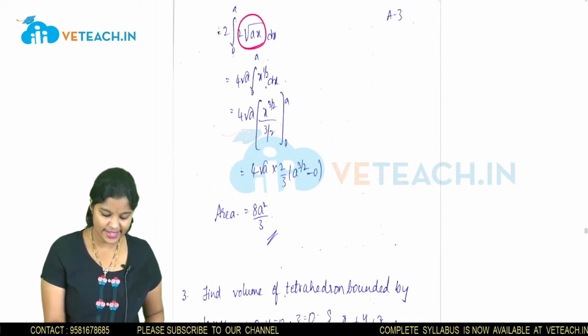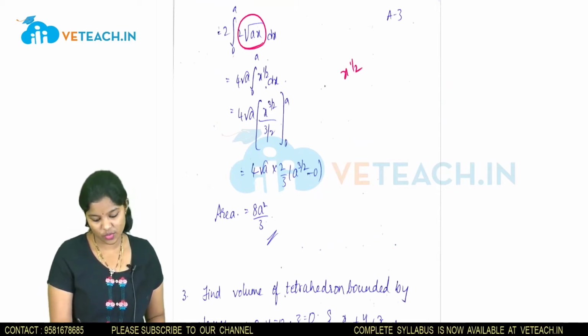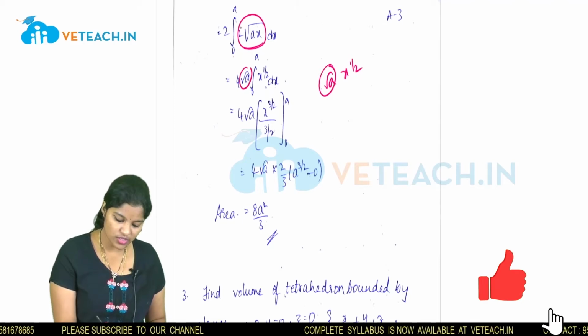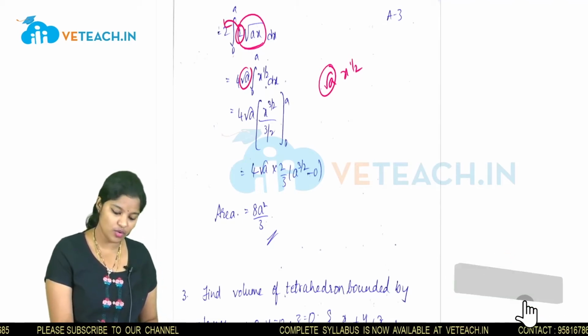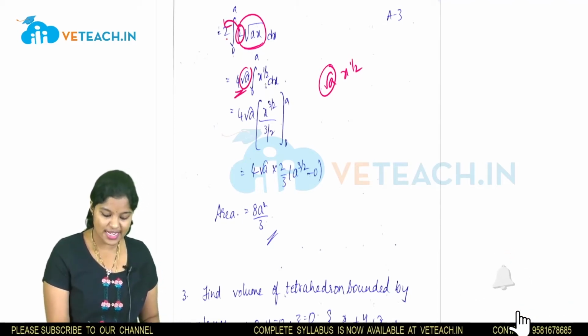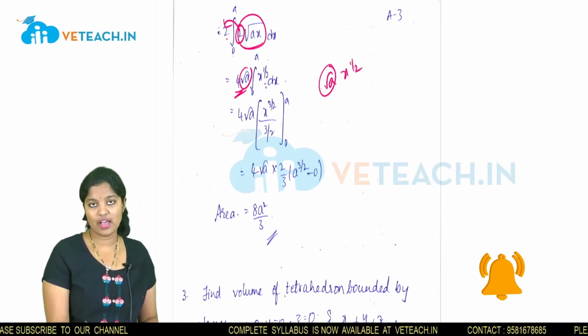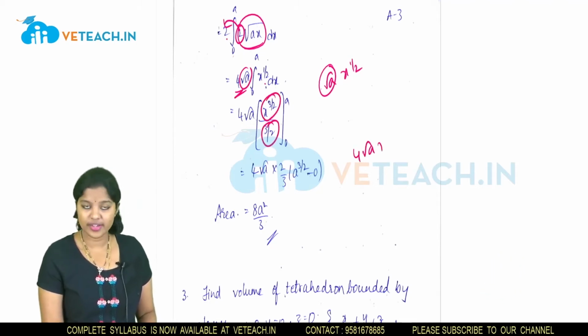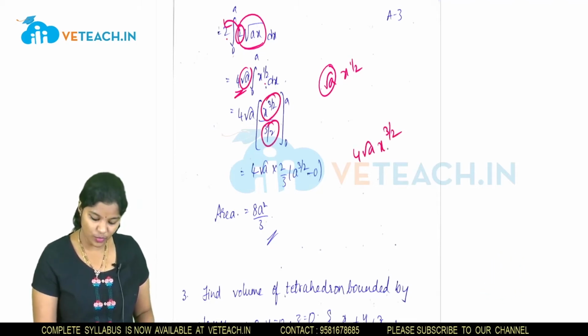So 2 root ax, that means x power 1 by 2 and into root a. This root a is constant, so I took it outside. This 2 is also constant, I took it outside. So 2 into 2 will get 4. X power 1 by 2 means, just now we have seen that x power 3 by 2 by 3 by 2. That means 4 root a into x power 3 by 2.